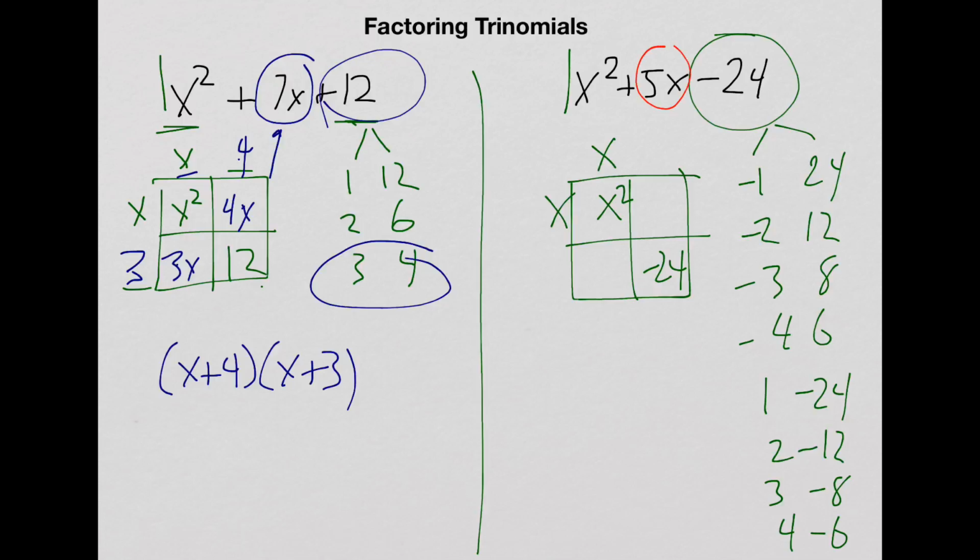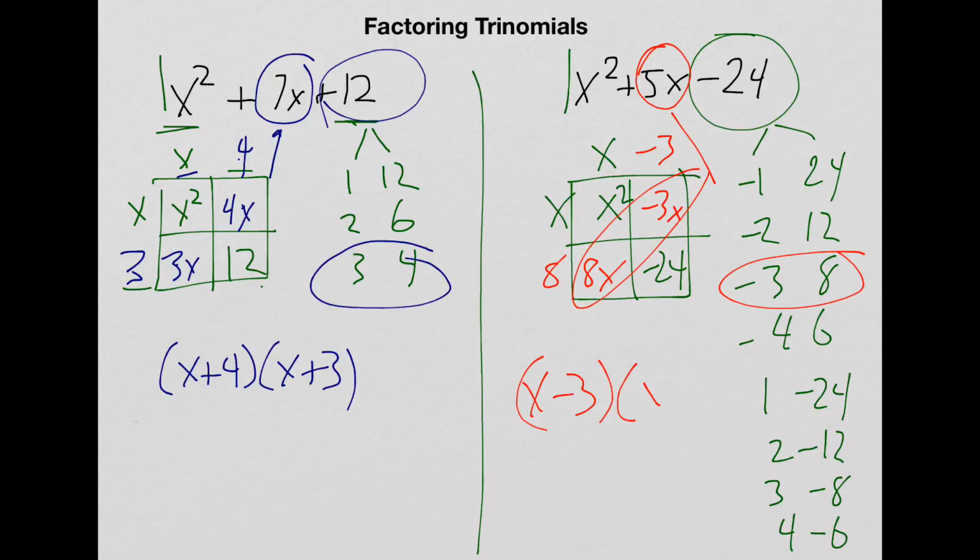I'm trying to get to my 5, so I'm going to get 5 by taking a negative 3 and 8. So we get negative 3x, 8x. That'll add up to be 5x. Looks good. x minus 3, x plus 8. You can see you can do this idea without making your box. But making the box, again, helps you organize and kind of can help you think through these ideas and work them through here.